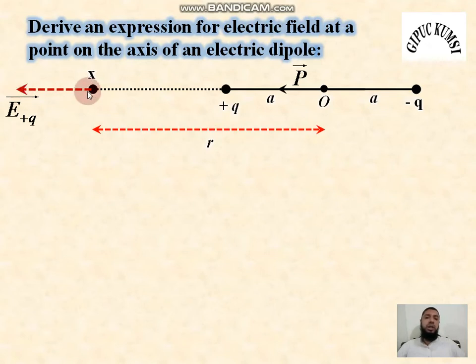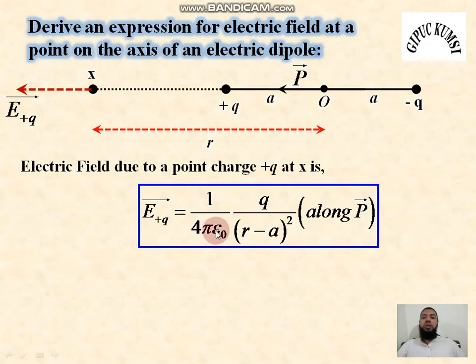Therefore the electric field E plus q due to the positive charge is in this direction. The value of this is 1 by 4 pi epsilon naught q by, see the distance between plus q and x is r minus a.